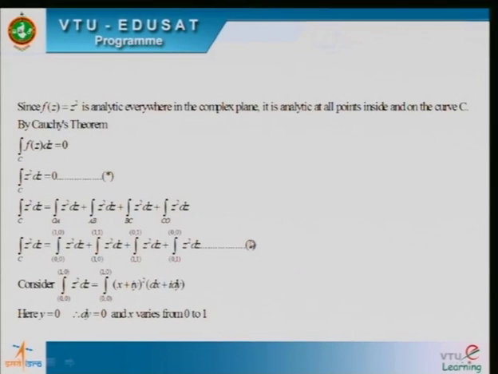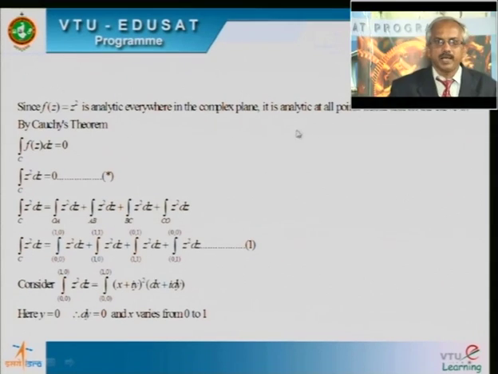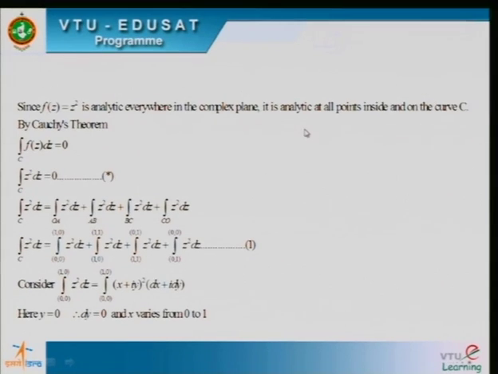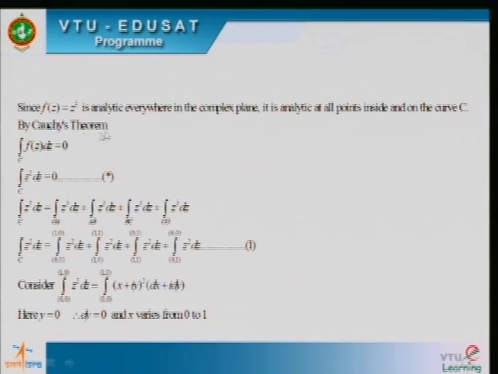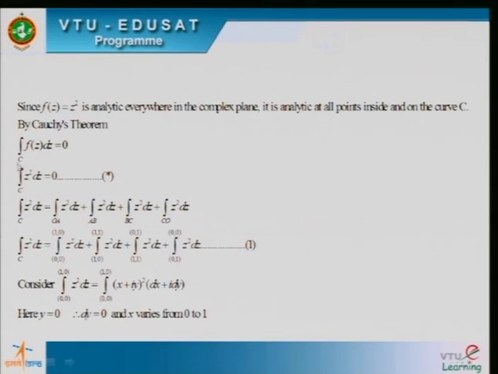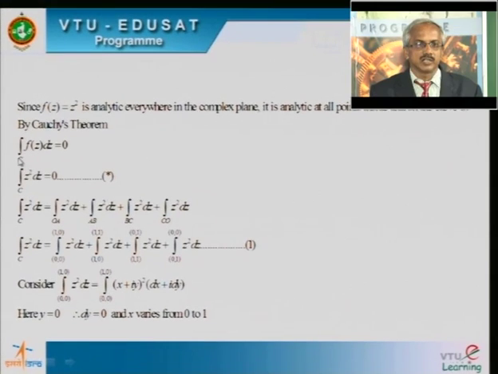Since f of z is analytic everywhere in the complex plane, it is analytic at all points inside and on the curve C. By Cauchy's theorem, the integral along the square curve of f of z dz is equal to 0, and the integral along the curve C of z square dz is equal to 0.